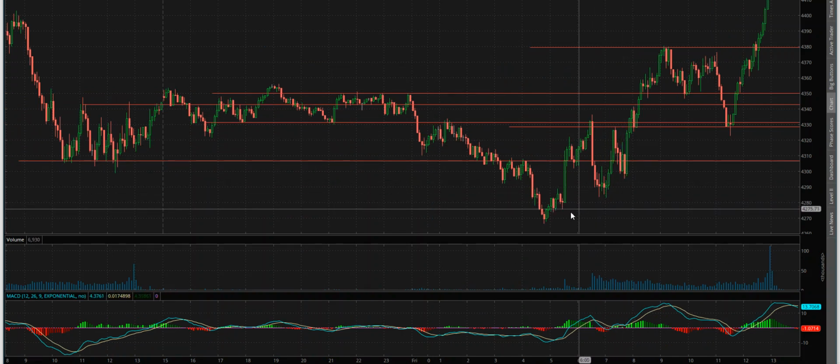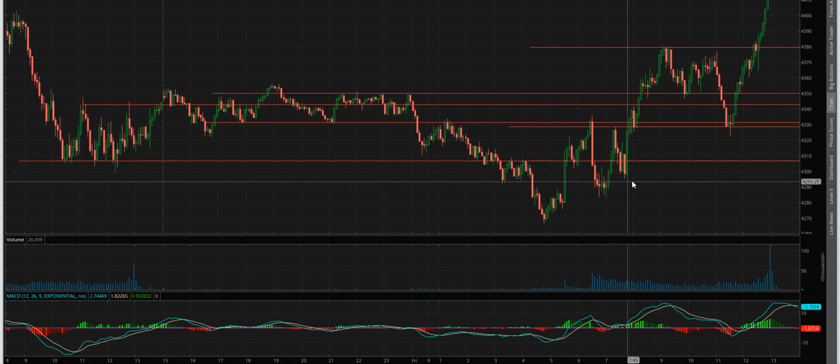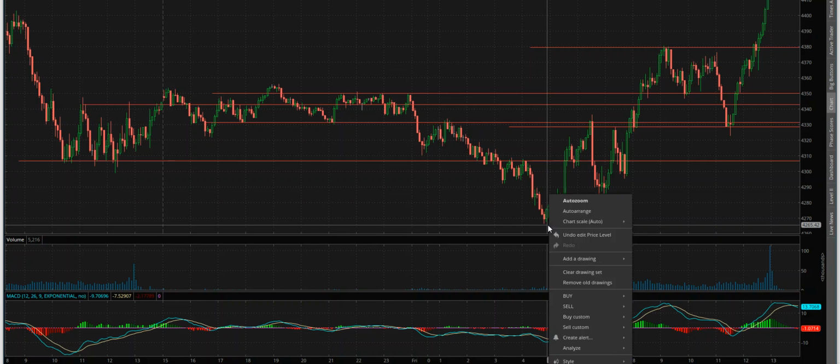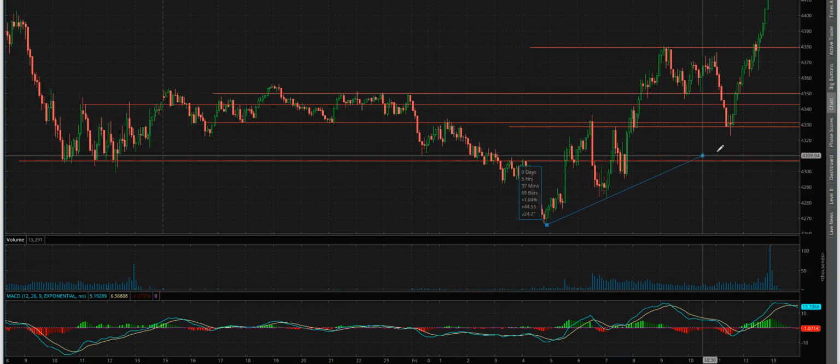Yes, we have a trend line. If you see here, each time it connects here, here, here, and here. So let's connect these points. If you want to connect these points, go to add drawing and select this trend line. Select this one and connect to the last points.